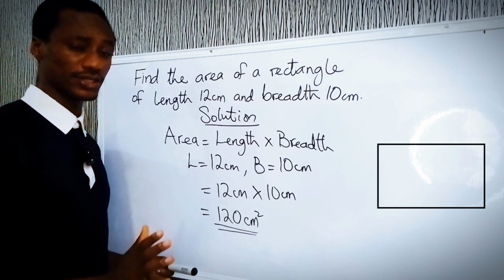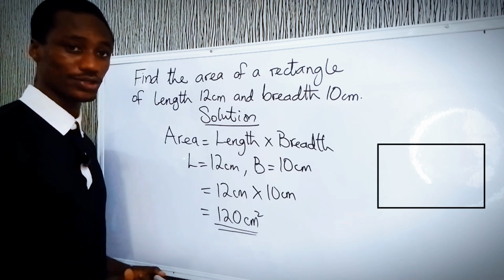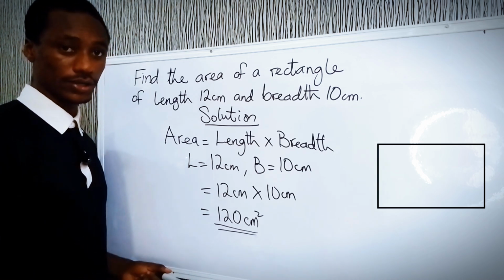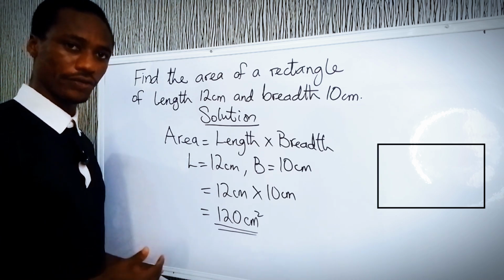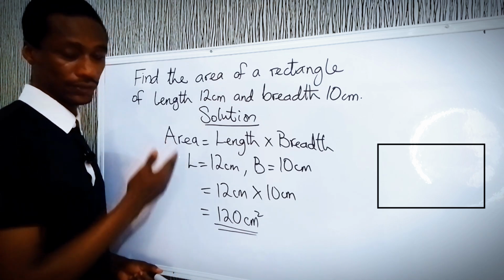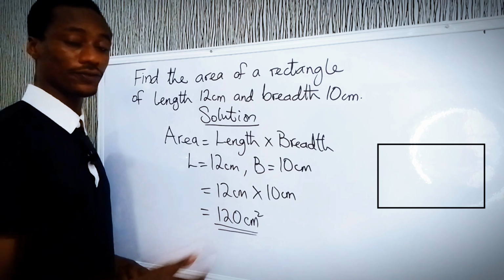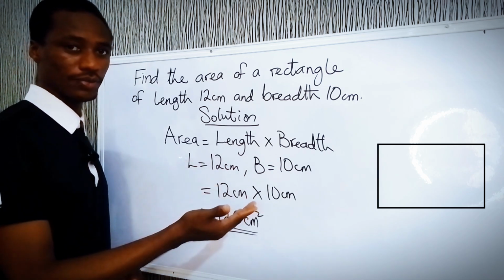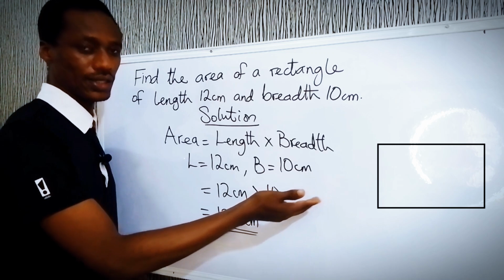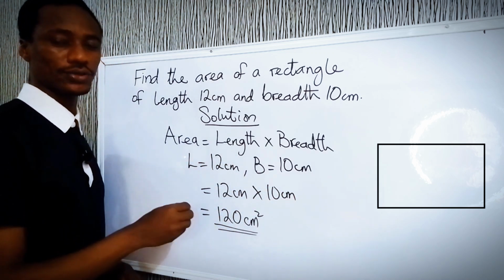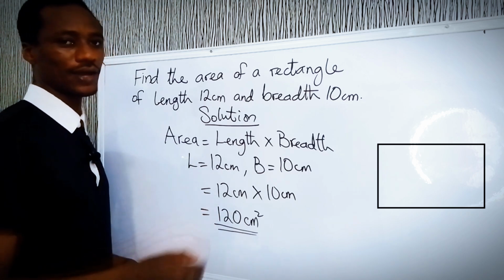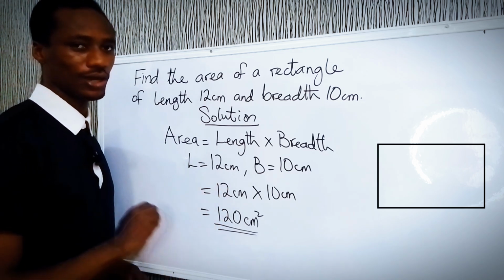Okay, that's for objective questions, where you have options to pick from and you're not required to show your working. But in theory, where you're expected to show your working, this is the format. First, you write out the formula, then you state your parameters. So I'm giving the length as this, I'm giving the breadth as this, then you slot in the values of those parameters into your formula, calculate, and then arrive at your answer. With this, you have your full mark.